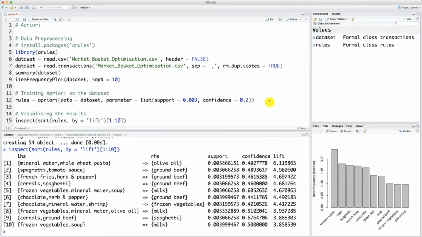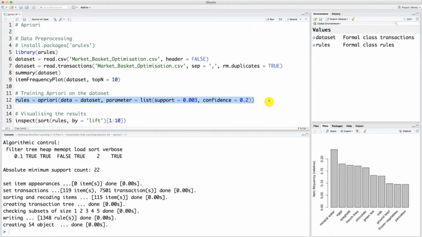Okay, so let's do it. Let's try these new rules, because by selecting this line and executing it, the a priori model will be trained again, and so we will get some new rules. So let's do it, execute, and here it is. Okay, first of all, we get a lot more rules. We get 1,348 rules. And that's expected, of course, because since we reduced the confidence down to 0.2, well, of course, the algorithm found a lot more rules.